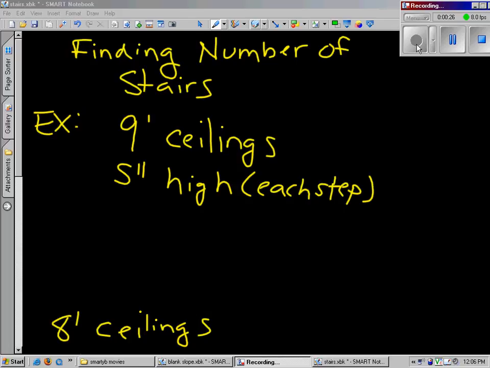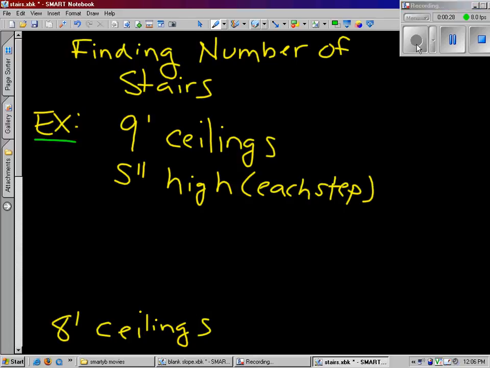For example, I have 9-foot ceilings, and each step is 5 inches high. And I need to know how many steps. There's two things here that we had to do. Basically, it's a two-step problem. First thing is this. I cannot work in two different units. One of these is in feet and one is in inches. Cannot do it.